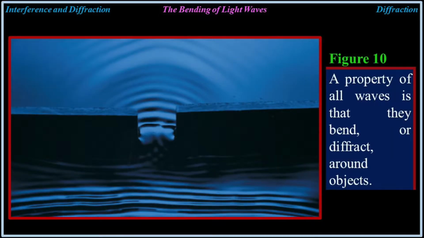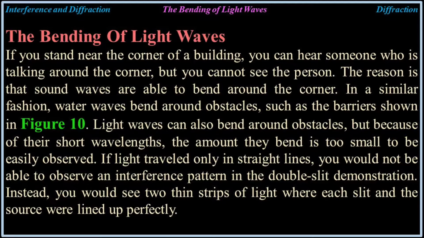Figure 10, a property of all waves is that they bend or diffract around objects. The bending of light waves. If you stand near the corner of a building, you can hear someone who is talking around the corner, but you can't see the person. The reason is that sound waves are able to bend around the corner. In a similar fashion, water waves bend around obstacles, such as the barrier shown in Figure 10.